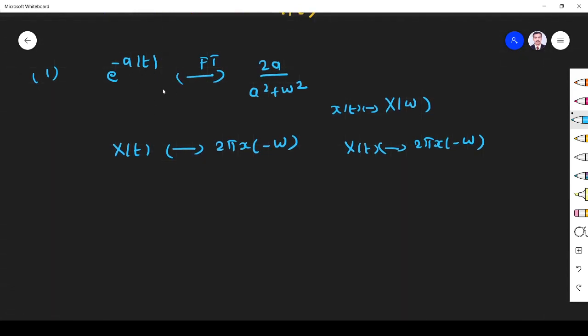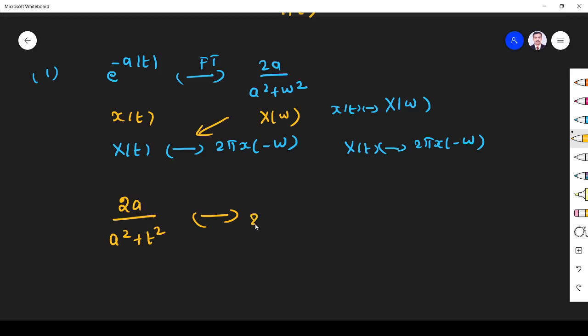So this is the thing I know, right? e power minus a modulus of t has a Fourier transform of 2a by a square plus omega square. But what I want to find is this, let us assume, right? So this is x of t, this is X of omega. As per the duality property, capital X of t, that means 2a divided by a squared plus t squared, has a Fourier transform of 2 pi into small x of minus omega. I replace omega by t. That means in x of t, t must be replaced by minus omega, so 2 pi into x of minus omega means e power minus a, with t replaced by minus omega.